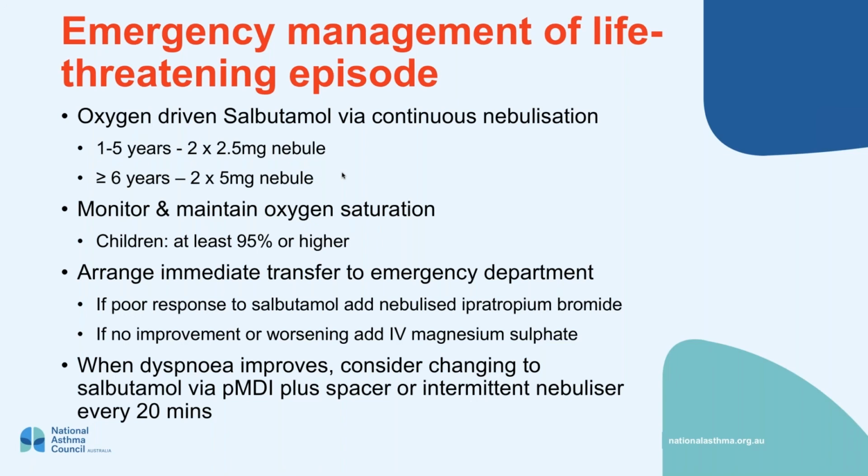So when the dyspnea improves, we should consider changing to Ventolin via the metered dose inhaler plus spacer, or an intermittent nebulizer every 20 minutes.